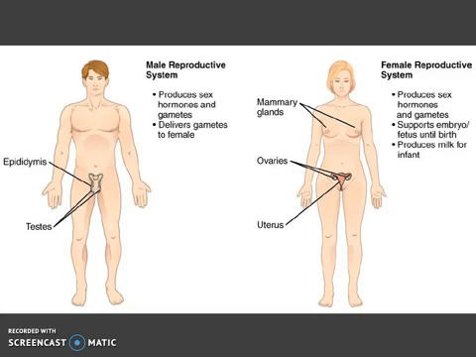The female reproductive system produces sex hormones such as estrogen and progesterone, and it also helps to support and grow an embryo into a fetus which can then be born as a baby. The female reproductive system also produces milk in order to nourish the infant through the first couple years of life.